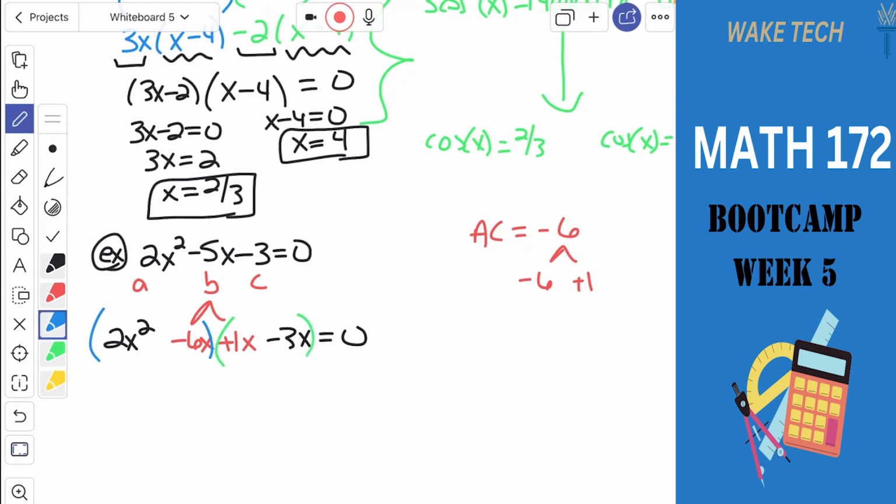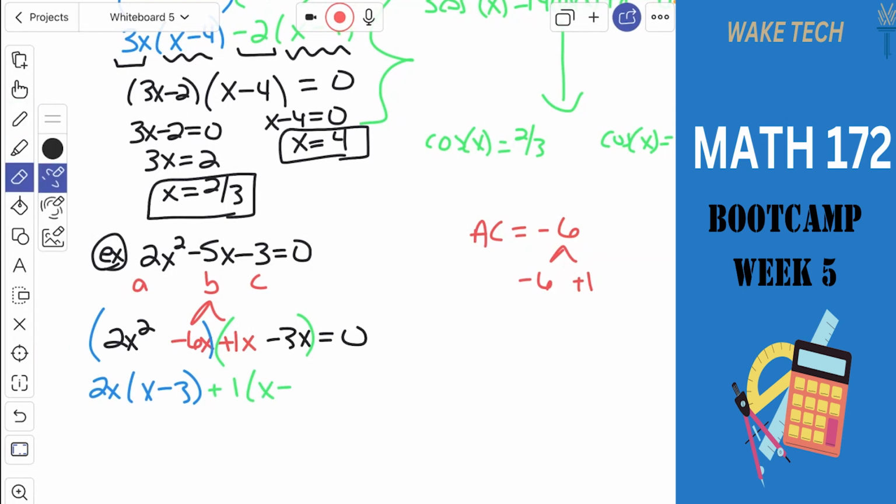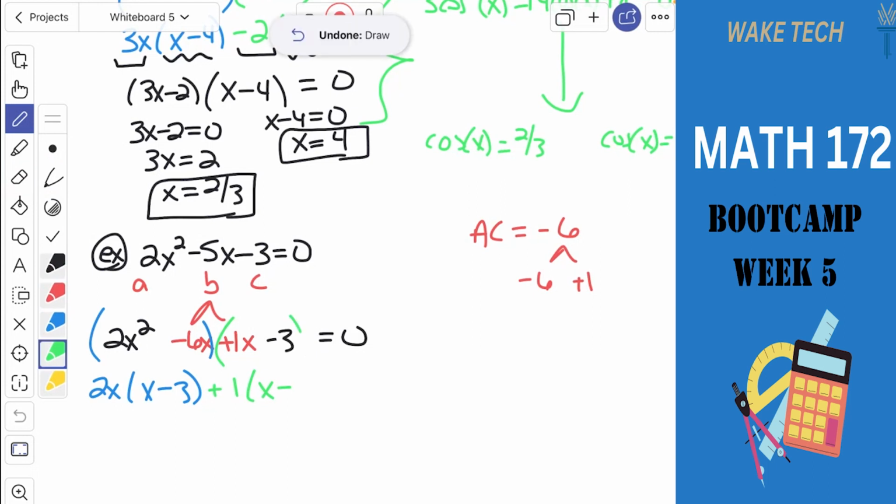From the first group in blue, the common factor is 2x. From the group in green, the common factor is 1. There's not actually a common factor, except there's not an x with that 3, sorry. It's just -3 at the end. So we get x minus 3 for the factor in green there.